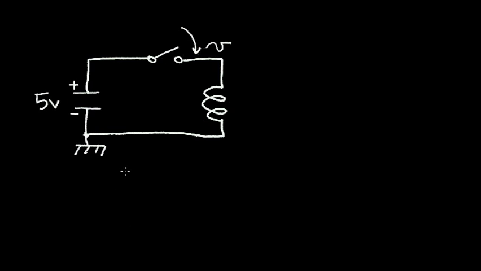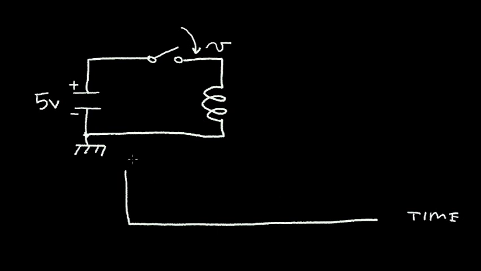And let's make a graph of the voltage across the inductor versus time. This axis here is the voltage. At this point at the origin, the switch is open, so the voltage across the inductor is zero. Then all of a sudden, we close the switch, and it jumps up to 5 volts. So we have 5 volts across the inductor.